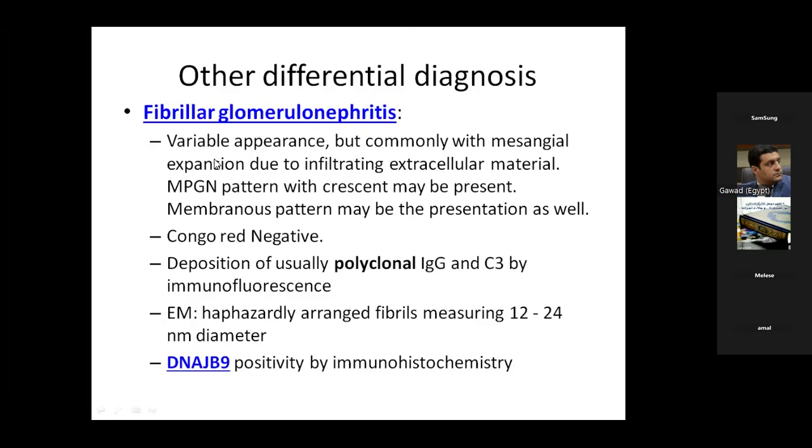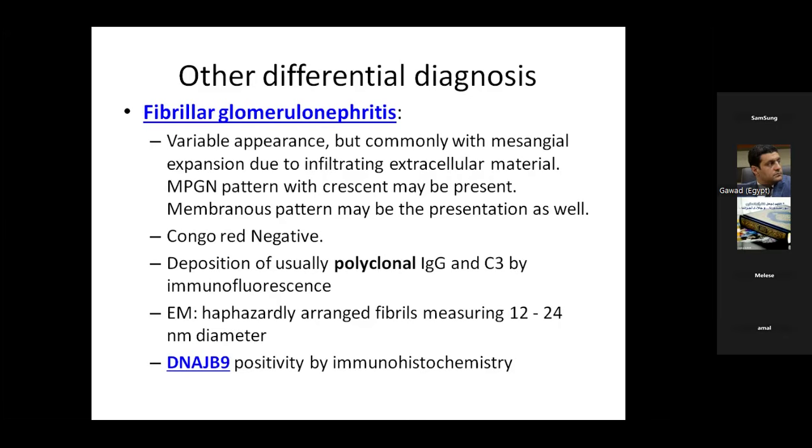What else is fibrillary? As we have said in the previous slides, we have mentioned that amyloidosis is a fibrillary deposit. What else is fibrillary? Fibrillary GN is another fibrillary deposit with variable appearance under light microscope, but commonly with mesangial expansion due to an infiltrating extracellular fibrillary material as well. It is Congo red negative, and that's the first differential diagnosis from amyloidosis.